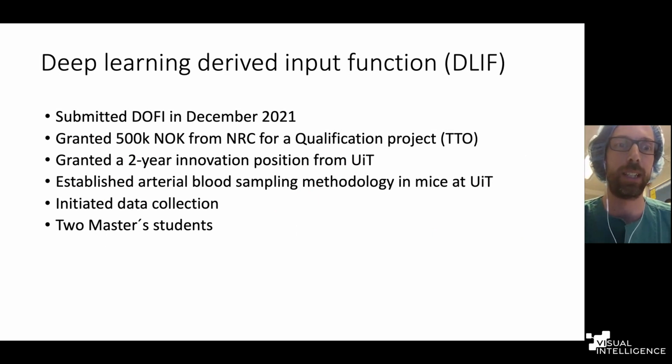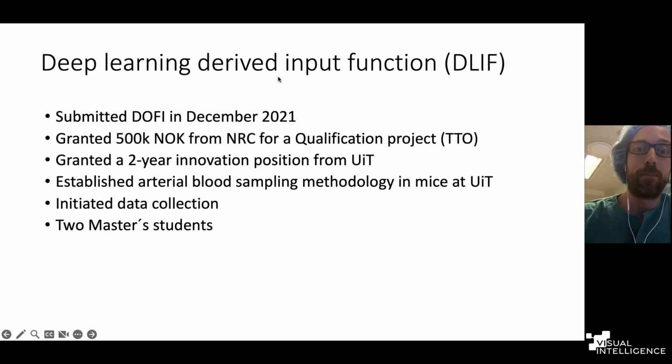So what we did was that we, in December 21, submitted what is called DOFI. Now I forgot the word, the Declaration of Invention. And actually we learned that if you work on a problem at your university and you have an idea that potentially has commercial impact, you're actually obliged to submit a DOFI to your university because they own the potential invention. So we did this and started working together with our technology transfer office, Nordinova, and they applied for this qualification project and got the money from NRC.